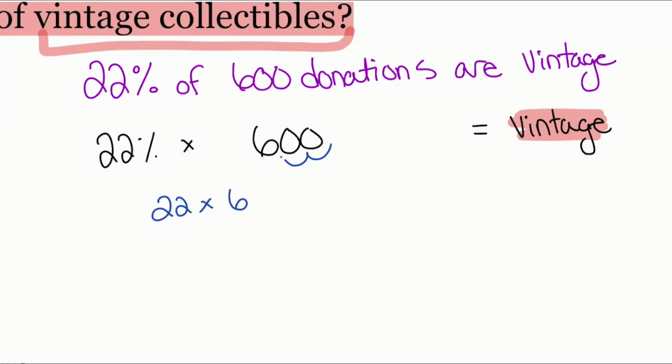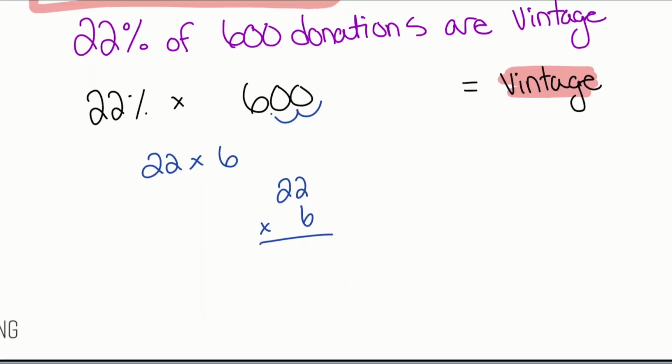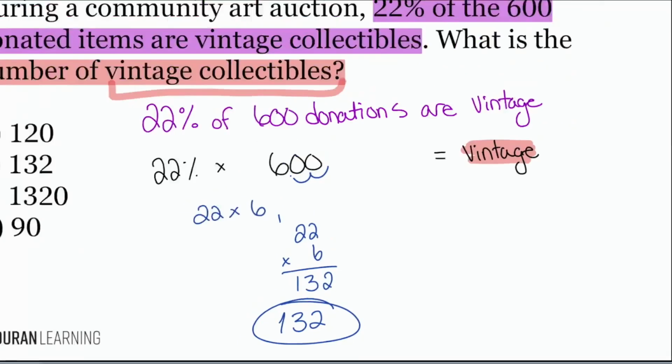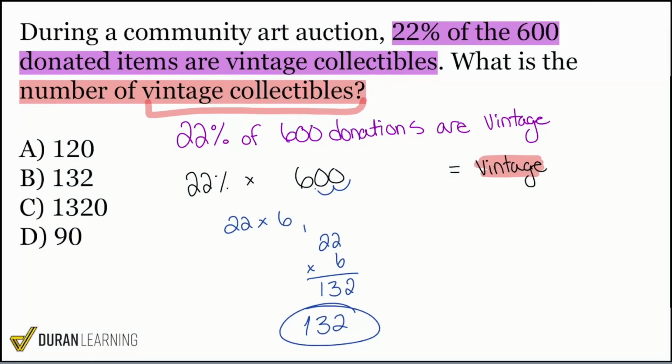Some great mental math right there. And if you do 22 multiplied by 6, you'll get your answer relatively quickly. 2 times 6 is 12, carry the 1. 2 times 6 is 12, carry the 1 is 13. And our final answer is 132. We don't even need to deal with bringing any decimals back because we never had any decimals in that multiplication. The correct answer is B, 132. And there we go. Again, saving some time, step by step.